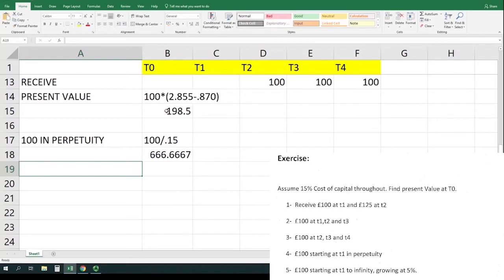So the value of £100 received forever is £666. And you would be wondering, how is that possible? Because if you receive £100 for 7 years, it's equal to 700. So within 700, you actually exceed this value.